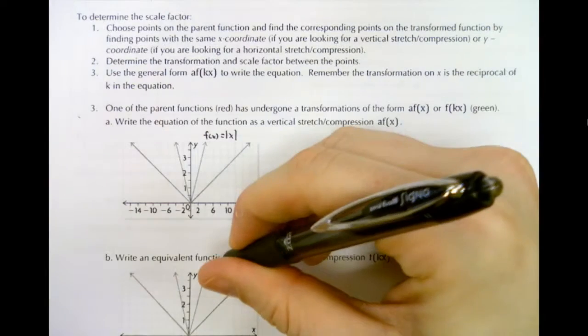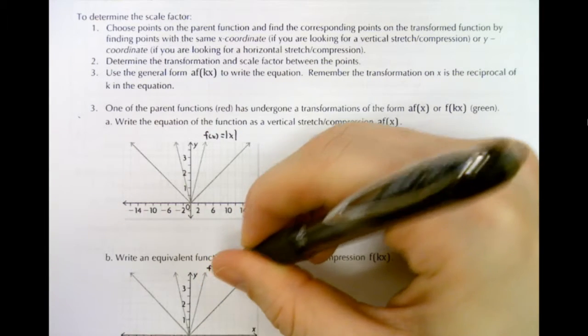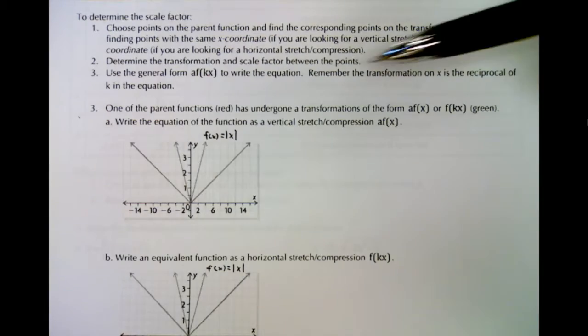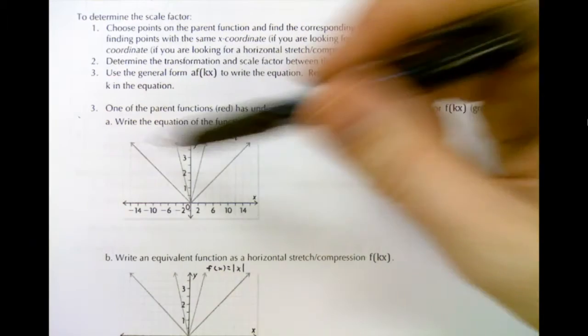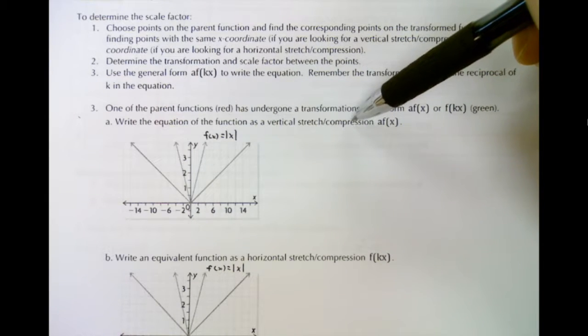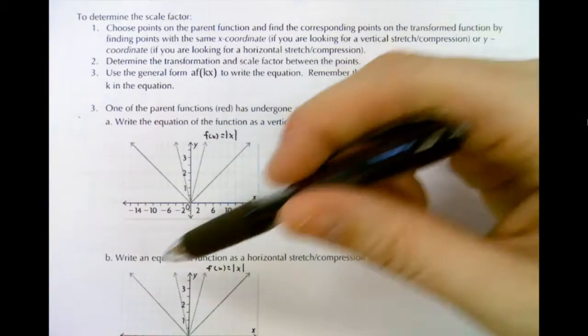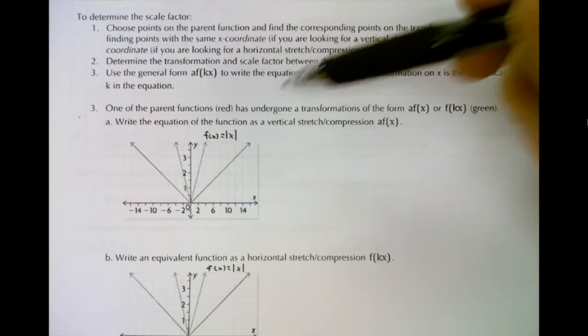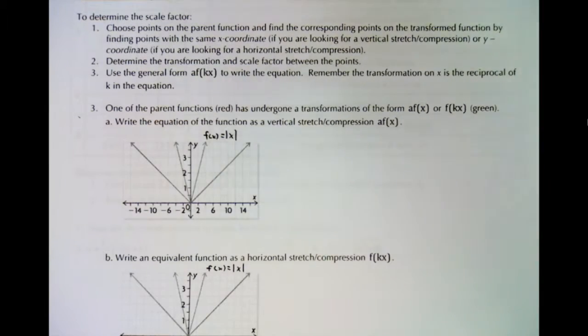And since we have 2 graphs here that look the exact same, we're actually going to solve for both. We're going to write an equation for this graph, assuming that this change is a vertical stretch or compression. And then we're going to do the same thing, assuming it's a horizontal stretch or compression, and show you 2 different equations that give you the same graph. So here's how we're going to do it.